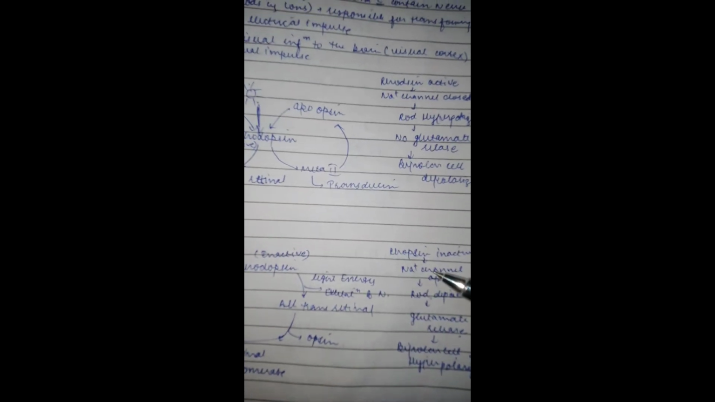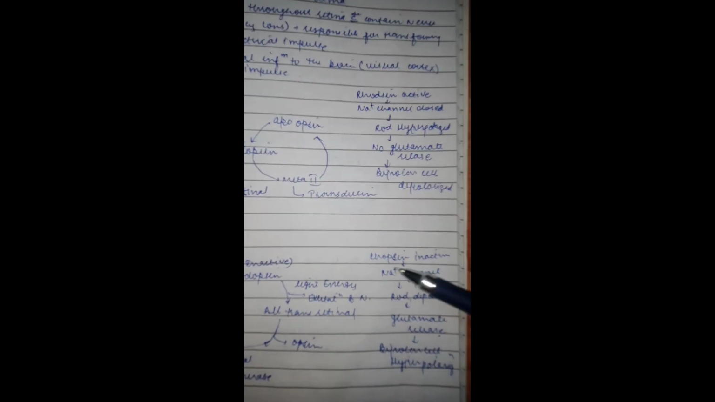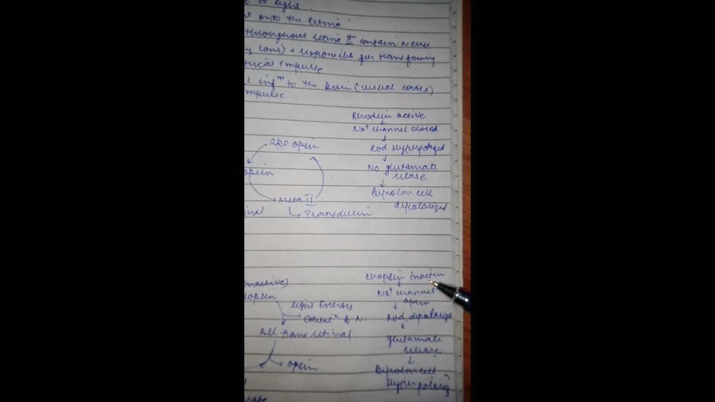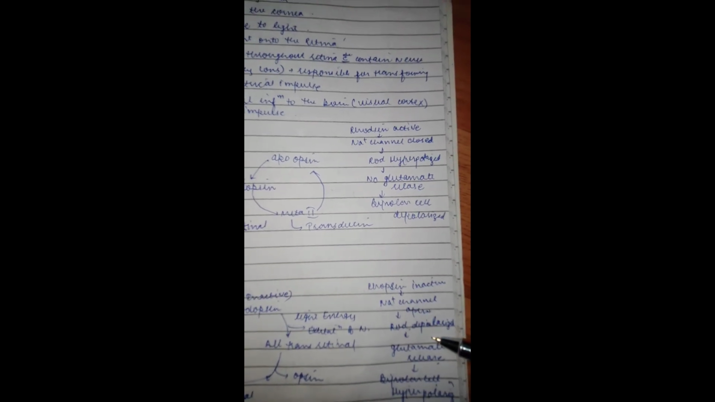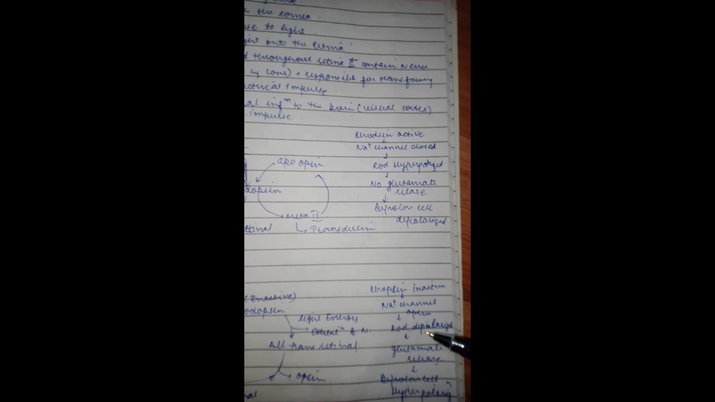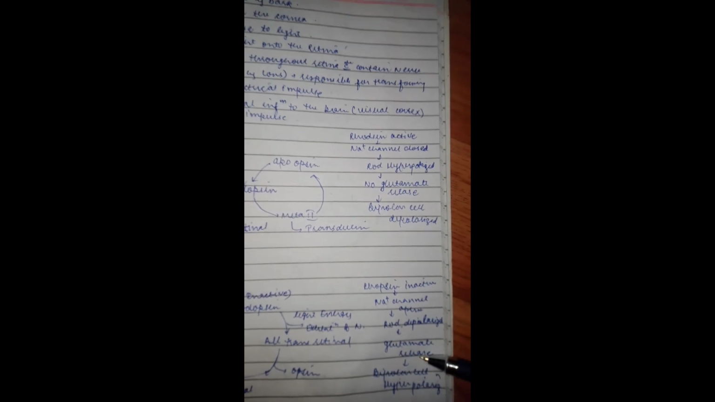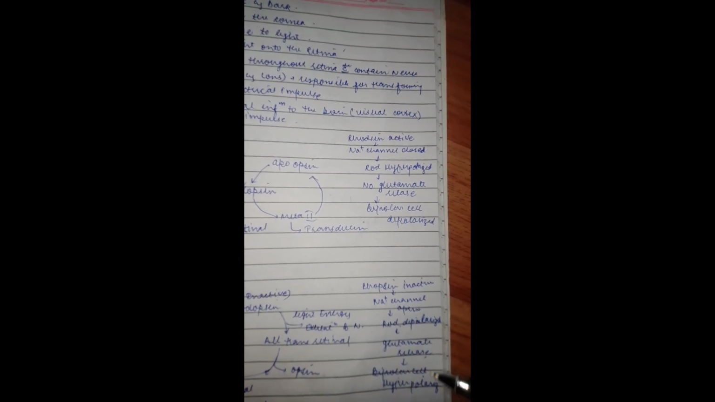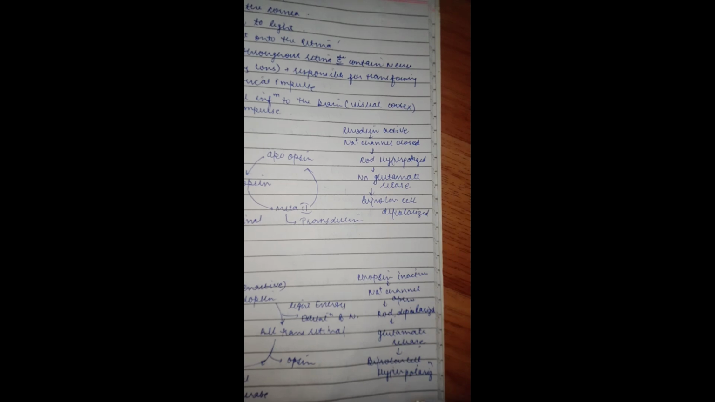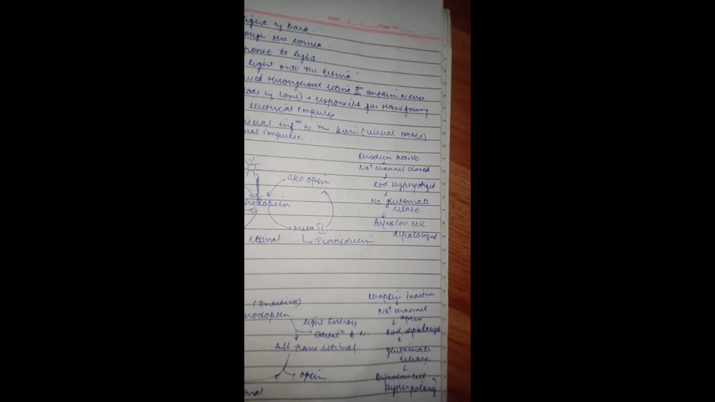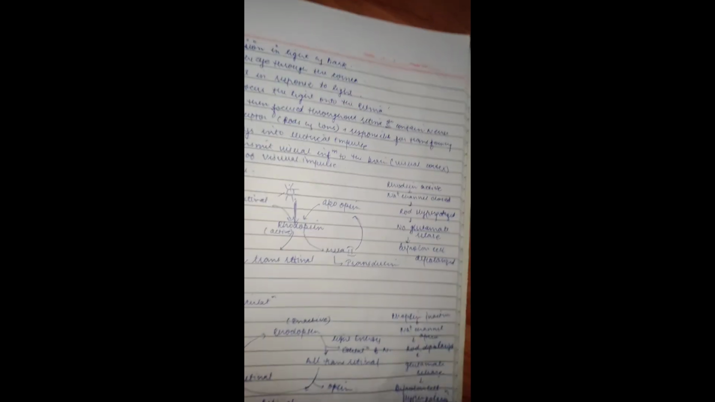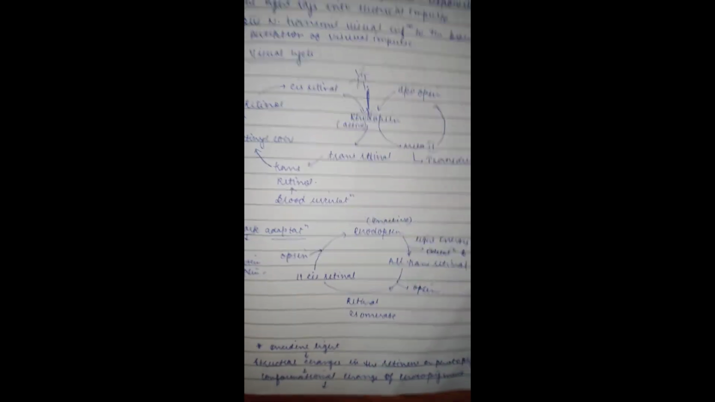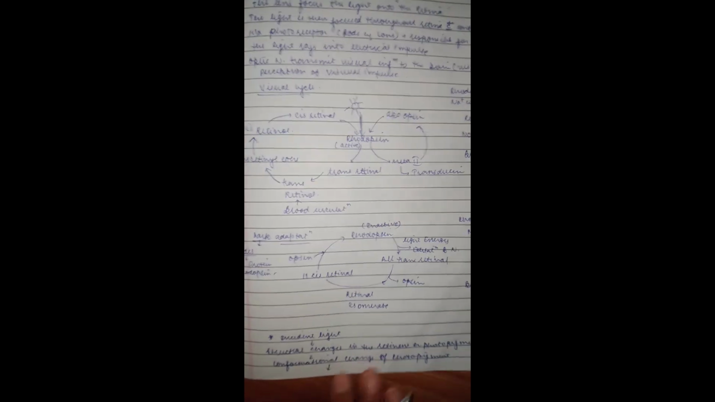in dim light, what will happen? The rhodopsin protein will inactivate, so the sodium channel will open and the rods become depolarized. Due to this, the glutamate release will occur and the bipolar cells will hyperpolarize. So this is the process occurring. So let's understand the mechanism of the vision.